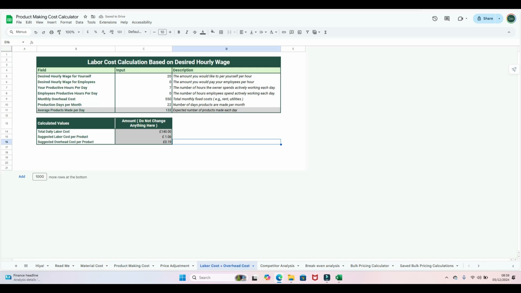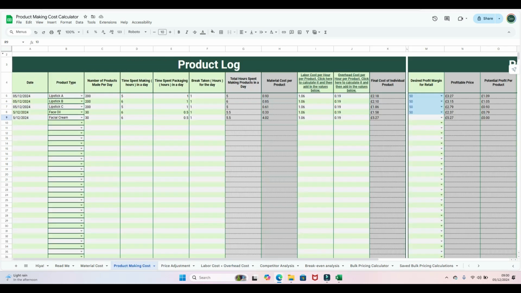And it's the same thing if you have employees. Let's say your desired hourly rate for your employees is the same as yours. Your sustainable business wants to pay everyone the same amount, for instance. There you go. And there your labor cost per product will be much, much higher than before. So for example, this will be 4.09. And if you put 4.09 here, your final cost will be vastly different.